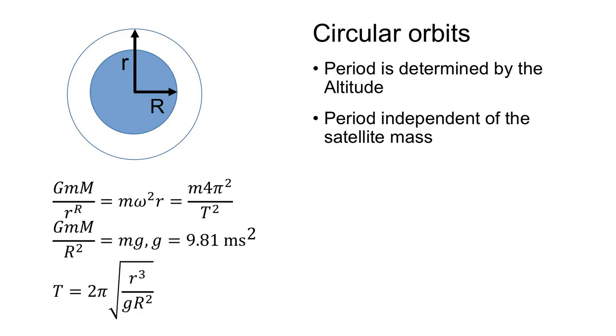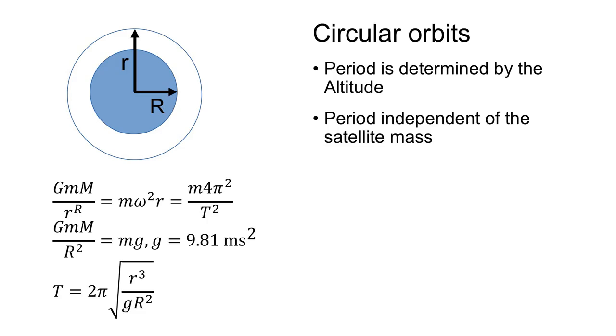Gravity thus contributes the centripetal force needed to keep the satellite in circular motion. This force is m omega squared r, where omega is the angular velocity, which in turn equals 2 pi over T, the time period of the orbit.